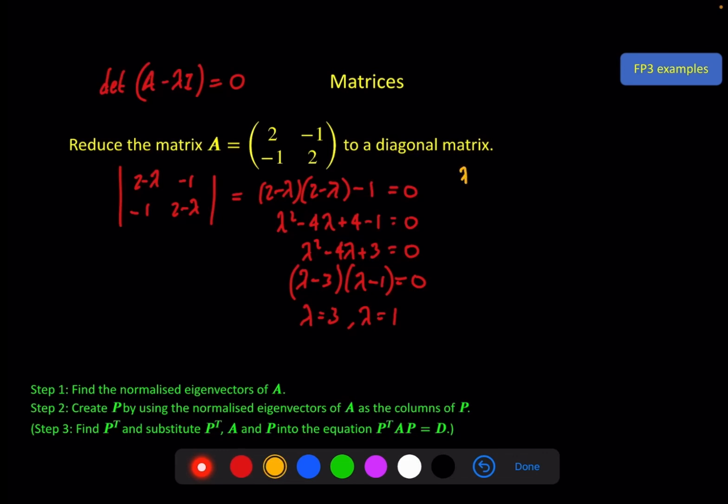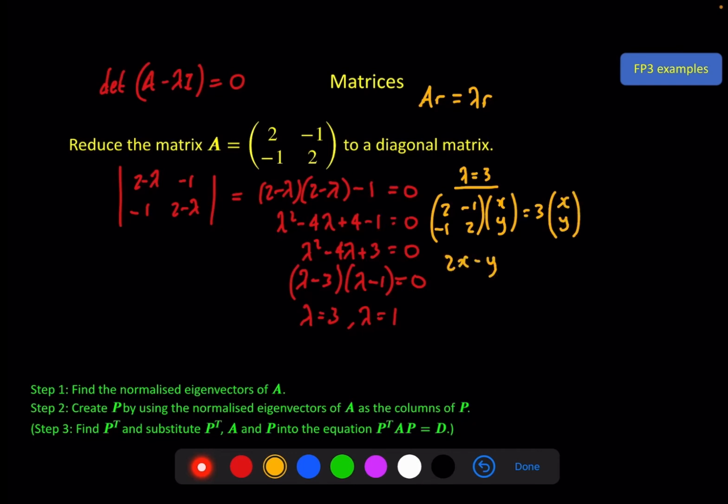So if we've got lambda is equal to 3, then we are doing A r equals lambda r to find r. So we've got 2 minus 1, minus 1 2 times x y is equal to 3 x y. So we've got 2x minus y is equal to 3x, which gives us the relationship x must equal minus y. And then we've got minus x plus 2y is equal to 3y, which gives us y equals minus x, the same relation.